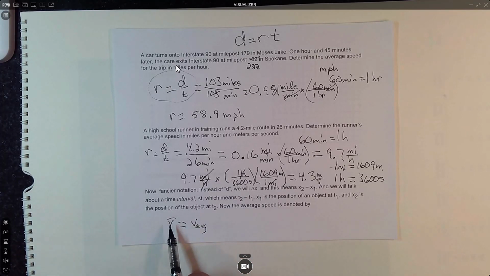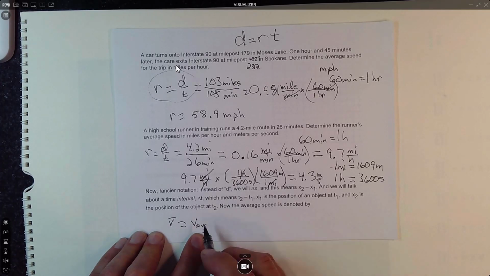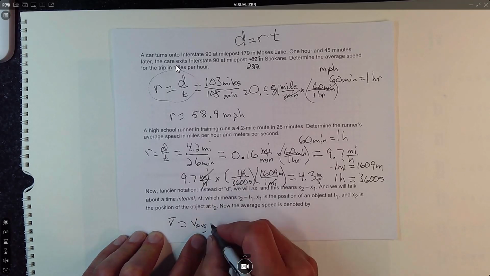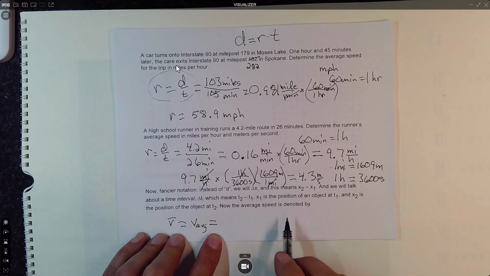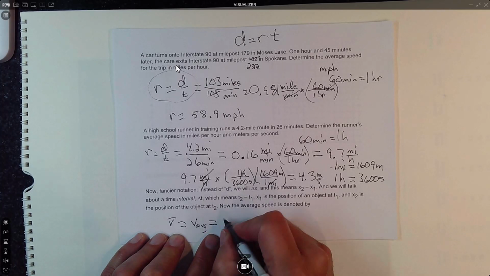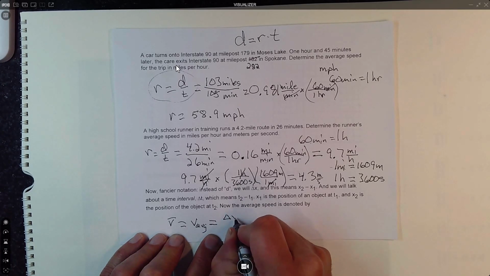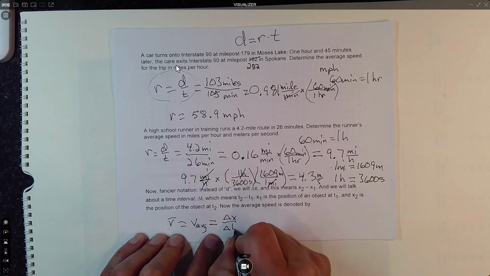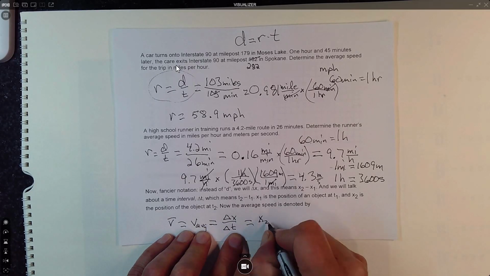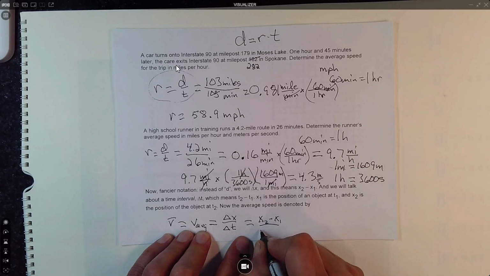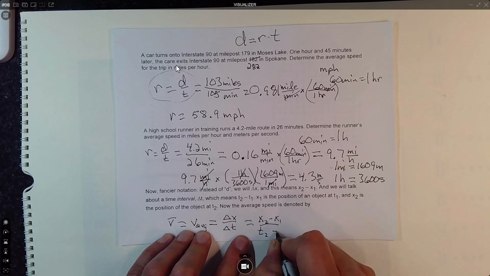Okay, the bar can sometimes get misplaced, but if you see that AVG on there, you're not going to lose that. You know this is an average speed, or in this case, an average velocity it could be, which we'll talk about soon. Okay, it's going to be delta x over delta t, or x2 minus x1 over t2 minus t1.